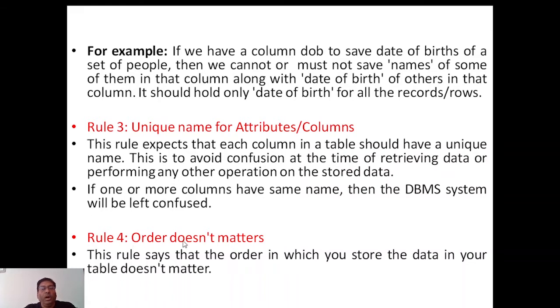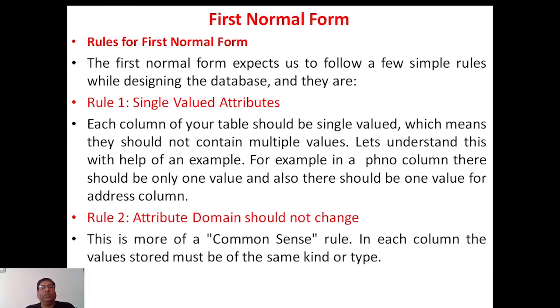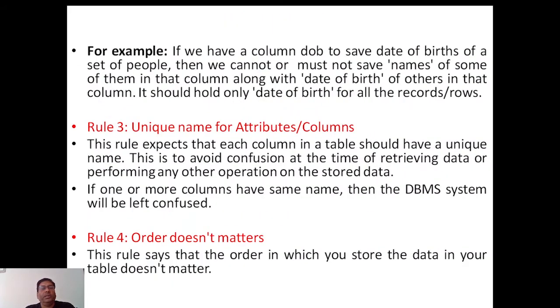Rule 4. Order does not matter. This rule says that the order in which you store the data in your table does not matter. You can store the data in any order, and later, if you want, you can change the order of the data that you store in a particular table. So there are 4 rules that we are trying to understand here. Rule number 1 says single value attribute. The second rule says attribute domain should not change, the third says unique names for attributes or columns, and the fourth says the order in which the data is stored does not matter.